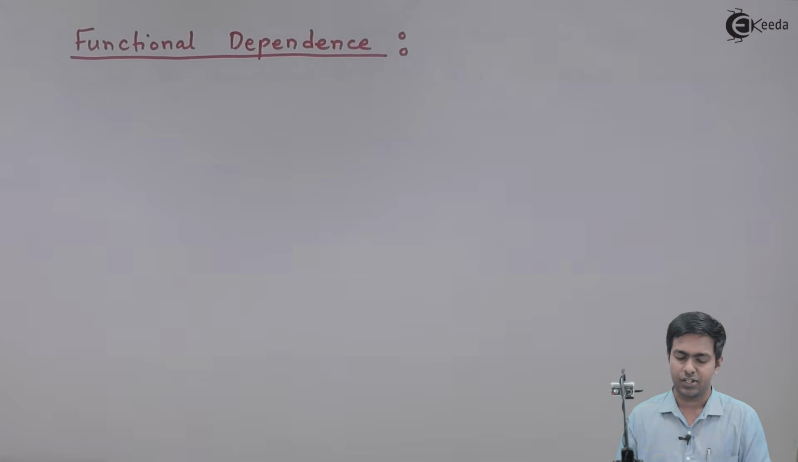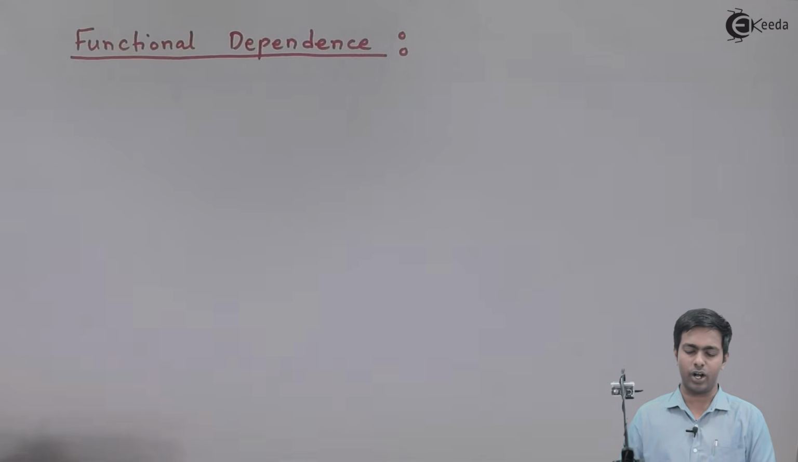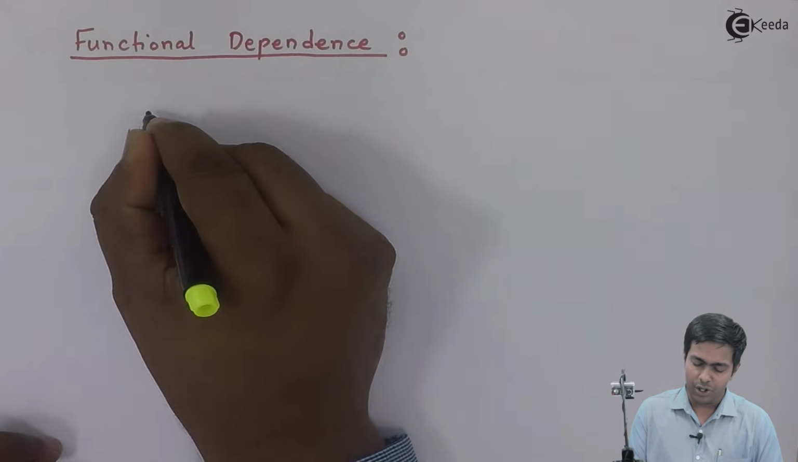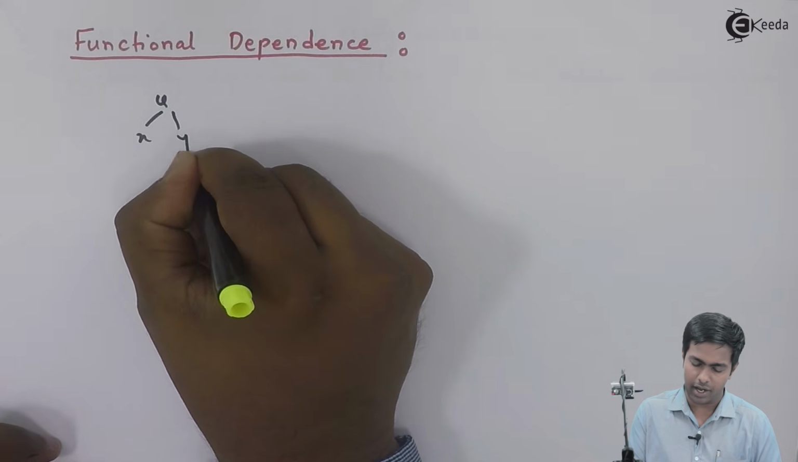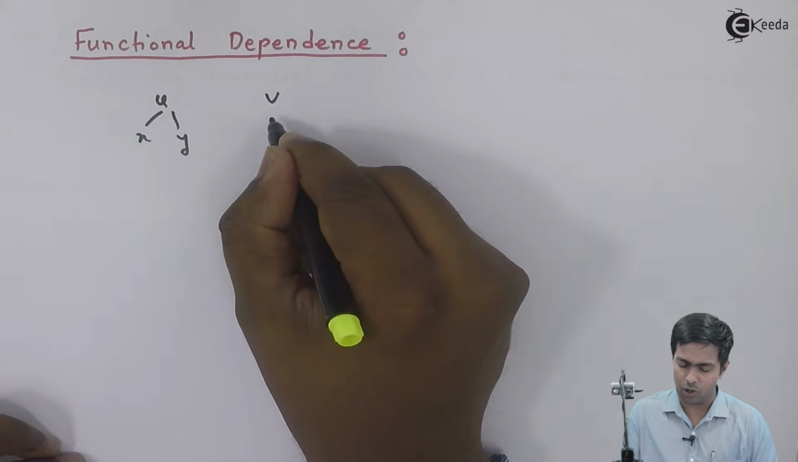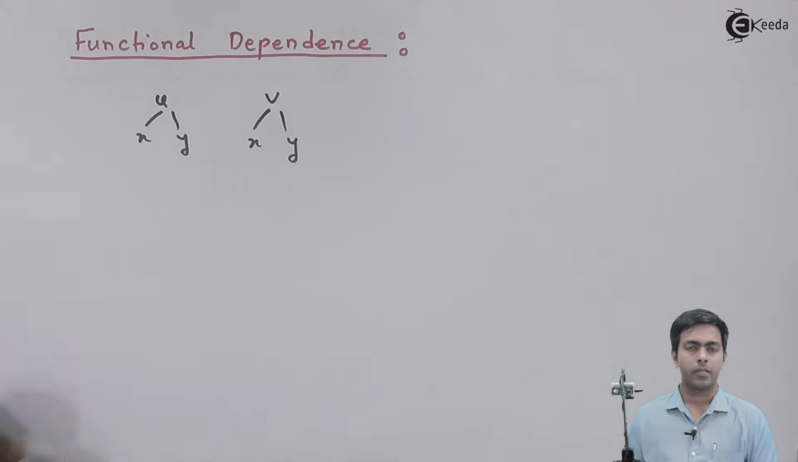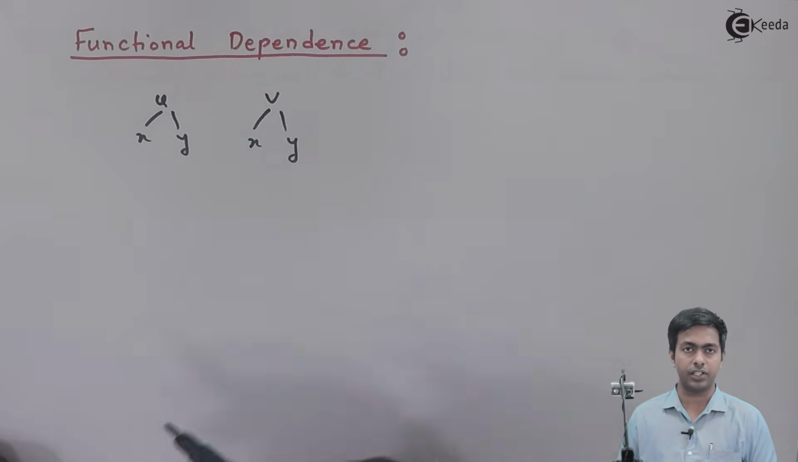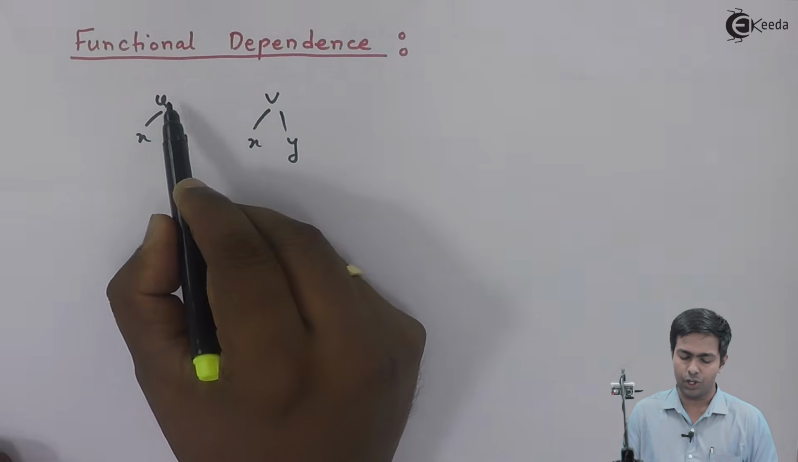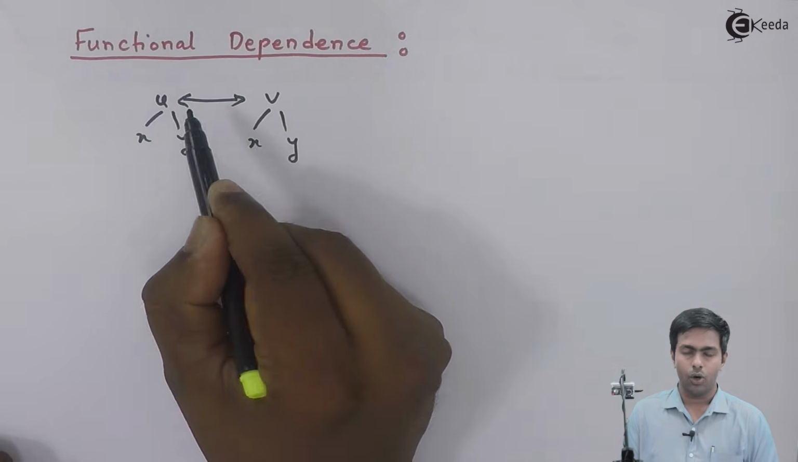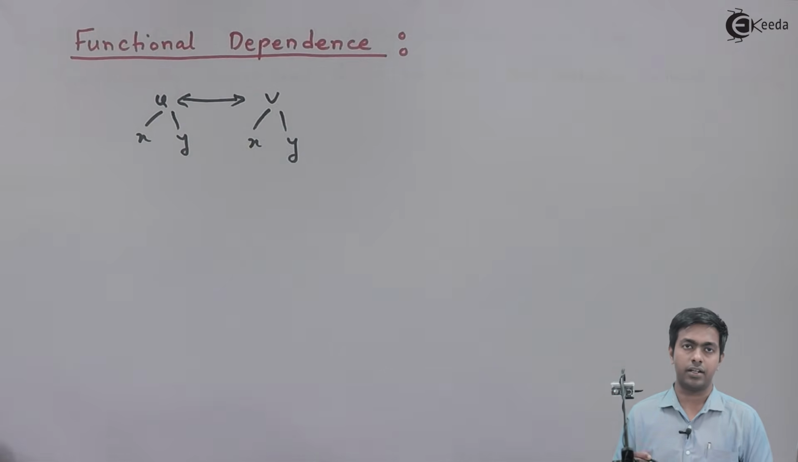Hi friends, in this video we are going to learn a new concept called functional dependence. Let's say u is a function of x and y, and v is also a function of x and y. If we want to understand the relationship between u and v, that is, whether u and v are dependent on each other or independent, then such a scenario is called functional dependency.